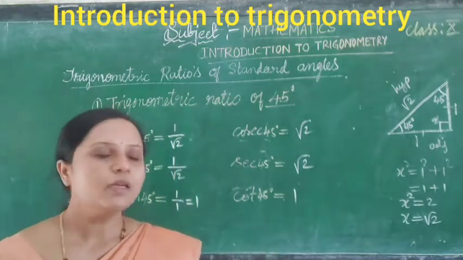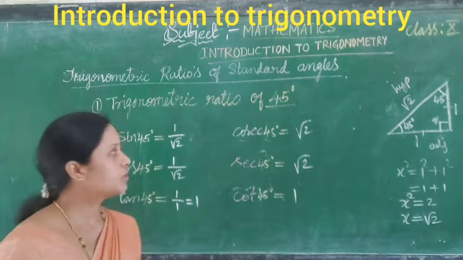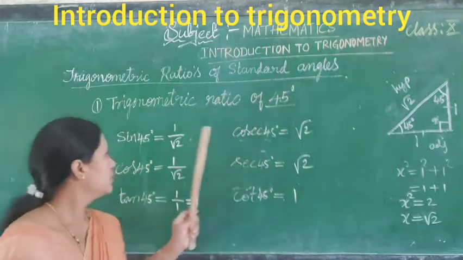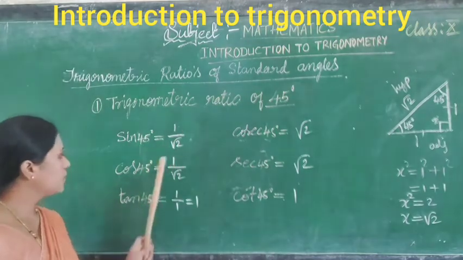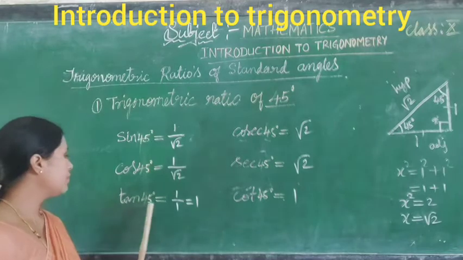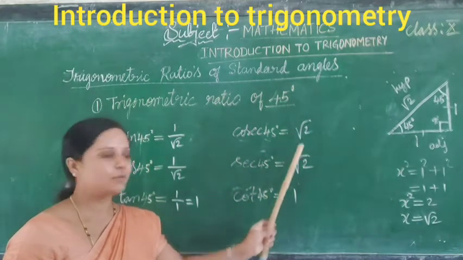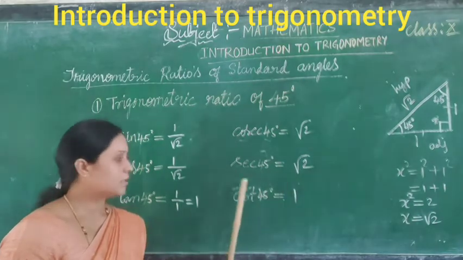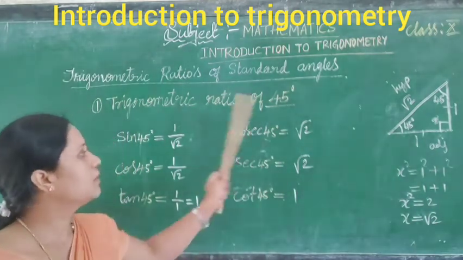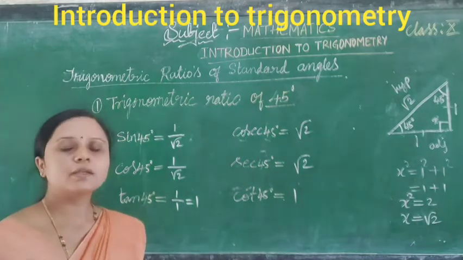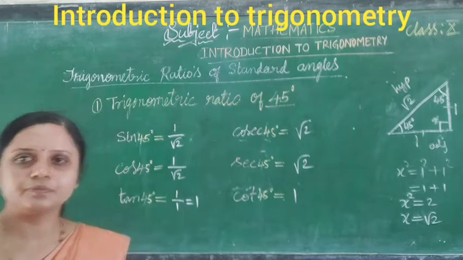So in this way, we can easily find the values of all the trigonometric ratios of 45 degree angle. So sin 45 is 1 by root 2. Cos 45 is 1 by root 2. Tan 45 is 1. Cosec 45 is root 2. Sec 45 is root 2. And the cot 45 degree is 1. So in this way we can remember all the trigonometric ratios of 45 degree.